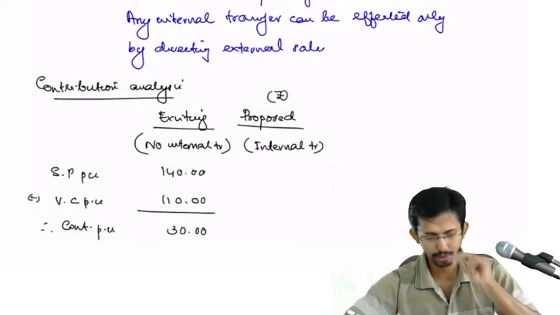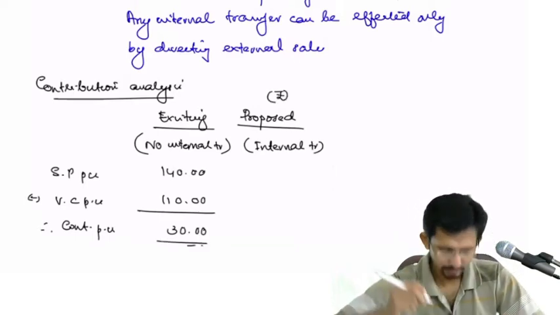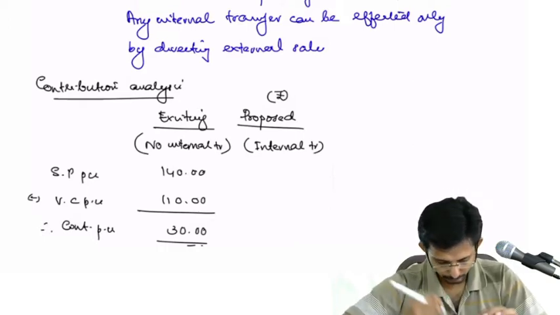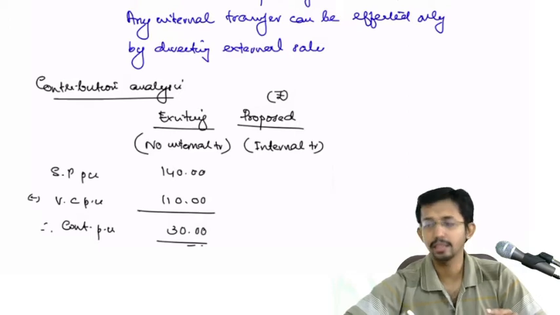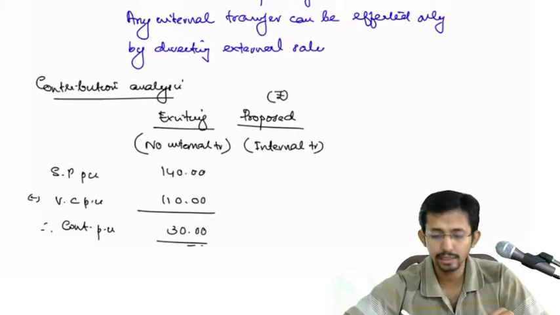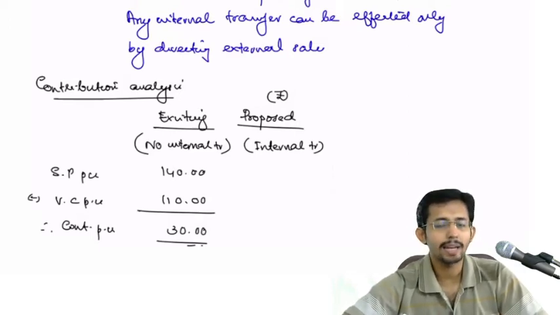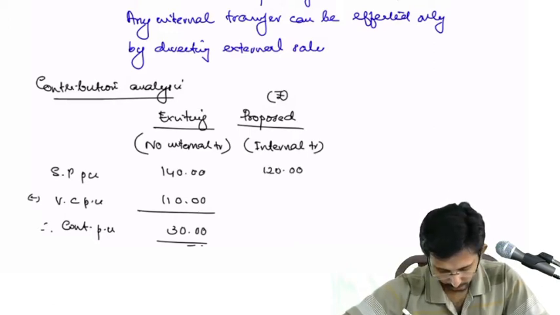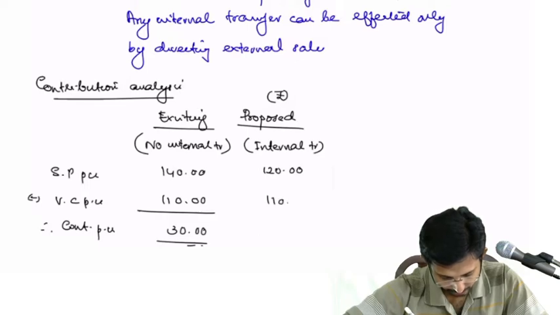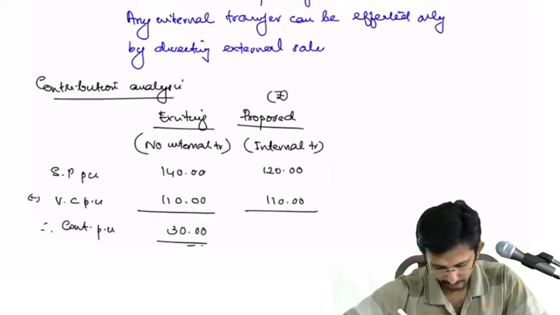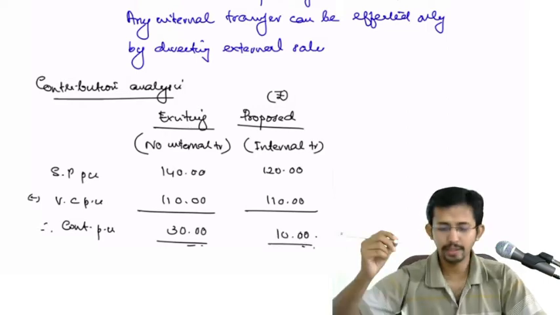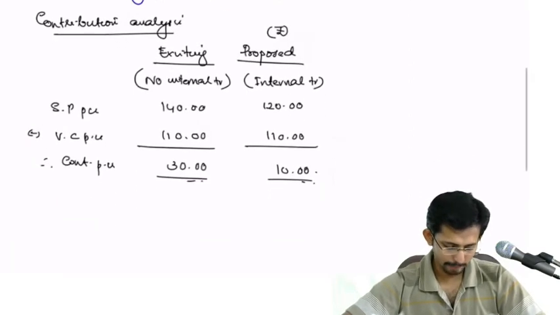Okay, contribution per unit will be rupees 30. Now what you can do? You can find out the proposed contribution per unit in the proposed internal transfer. What is the internal transfer price? The management has suggested it is 120. Okay, and what is variable cost per unit? It is 110. So naturally, the contribution per unit will come down from 30 to 10 rupees. Is it clear? So that is what happens with the contribution.